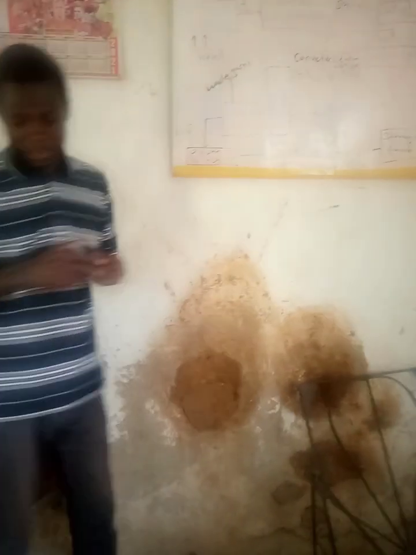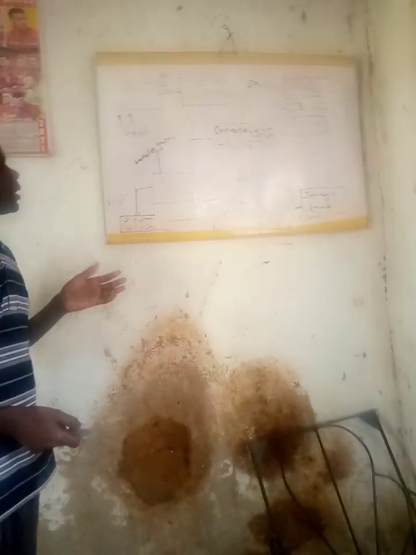Good afternoon, students. Today we are going to talk about the manufacture of sulphuric acid by the contact process. This is a simple diagram showing how sulphuric acid is obtained. First, you should know the raw materials that are required to produce sulphuric acid.